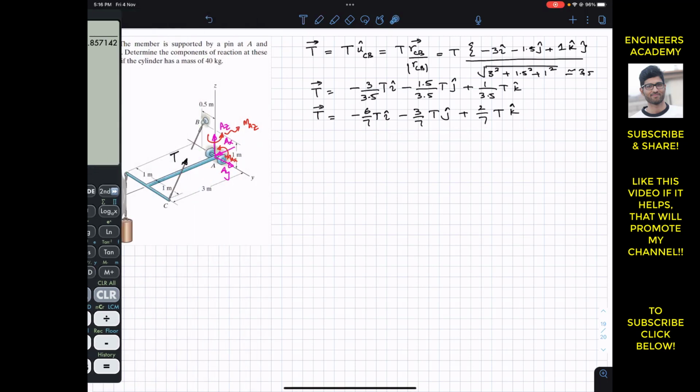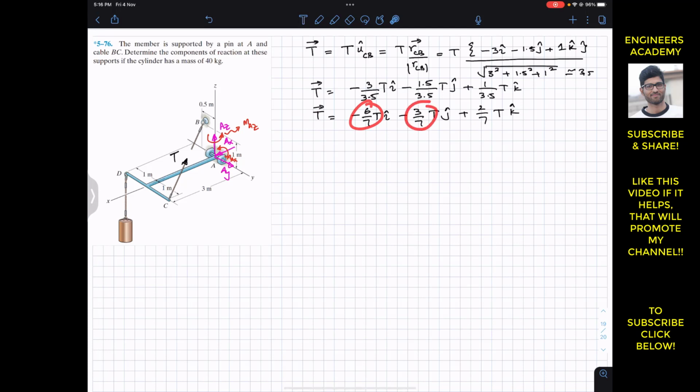So now we have this as the Tx component, this is the Ty component, and this is the Tz component. The negative sign tells us that this T will have a component in the negative x, a component in the negative y, and a component in the positive z. Now let me represent those components. Since T is acting from C to B, it will have one component in the negative x, one in the negative y, and one in the positive z.